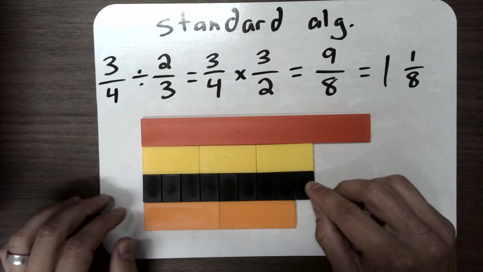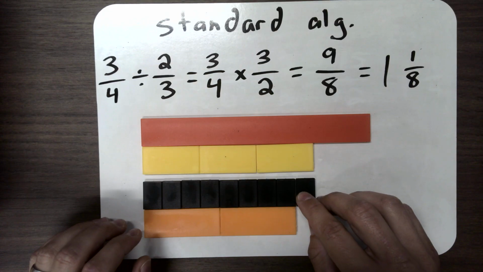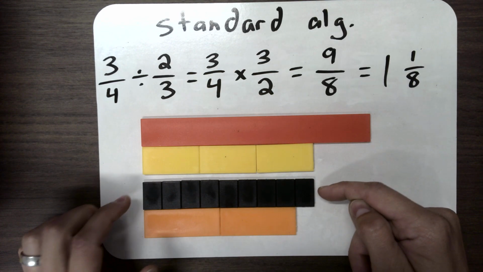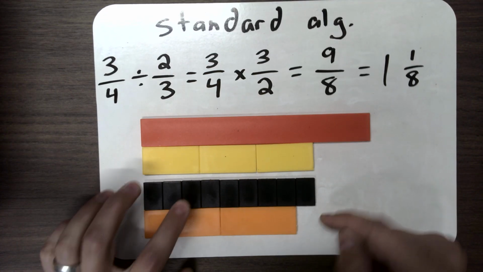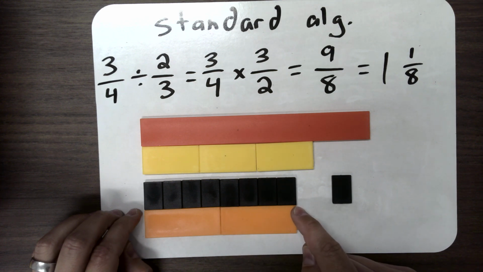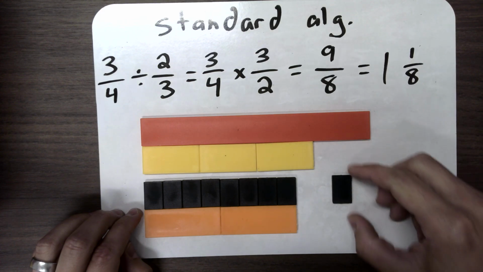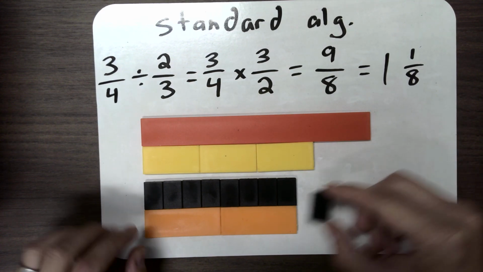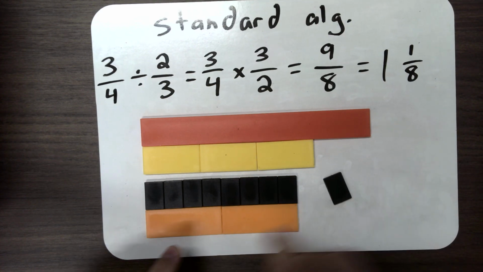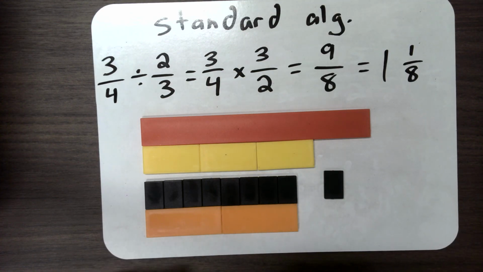I'm just going to separate this a little bit. Remember we started with this length of 3/4, so this total black length is still representing 3/4. We're going to create groups of the size of 2/3, which is the orange portion. Here's one group that has a size of 2/3. That's our 1 for our mixed number. And then here we have one extra piece that's left over. We would need a total of 8 pieces to make a full group with the size of 2/3, so this piece represents 1/8 of a group of 2/3.